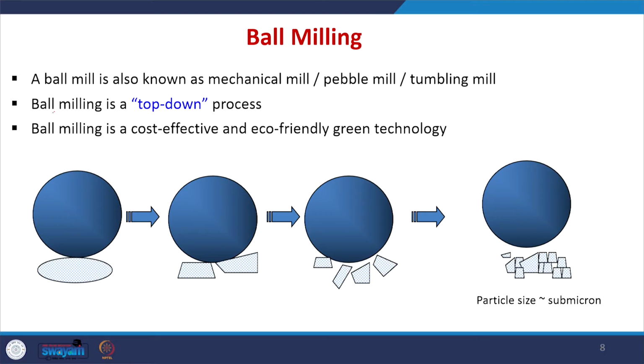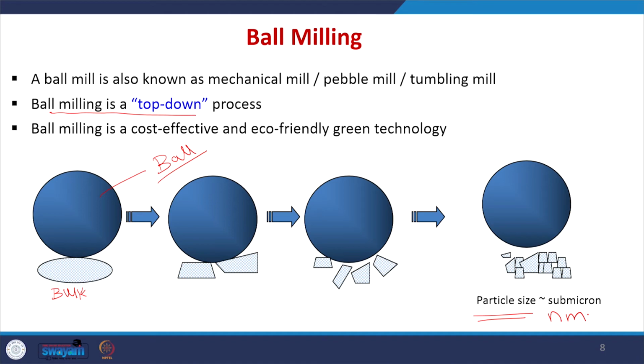And this ball milling technique is a top down process, because from a very big size we are going to make nano size material. This is your bulk material, and here we are going to use these balls. That is why it is called ball milling. So, you will be using these balls and breaking the bulk material into nano size material.